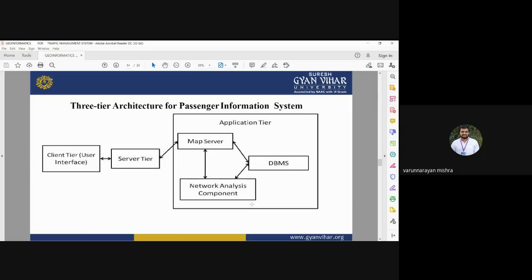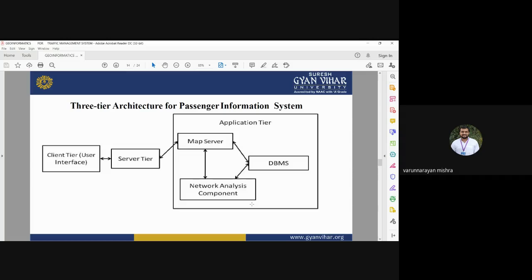So this is the architecture for the passenger information system. First, the client tier, like we are the user, that is the user interface, then the server tier, and after that the application tier. So there is a three-tier architecture: user, server, and application. The server tier has all the information related to traffic, and the application tier has different kinds of network analyst components, maps, and database management systems that can be used by the drivers who are moving on that road. This is a three-tier architecture.